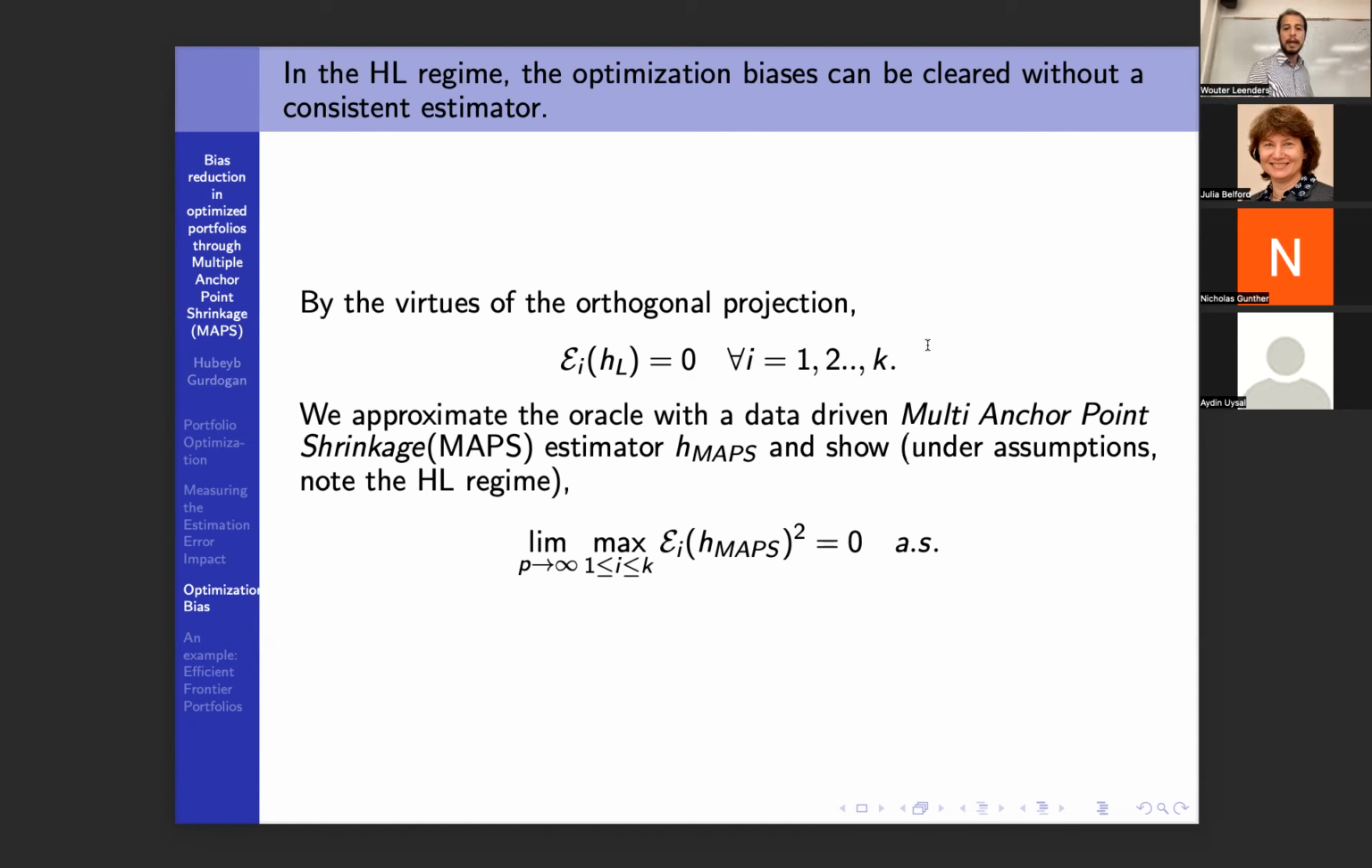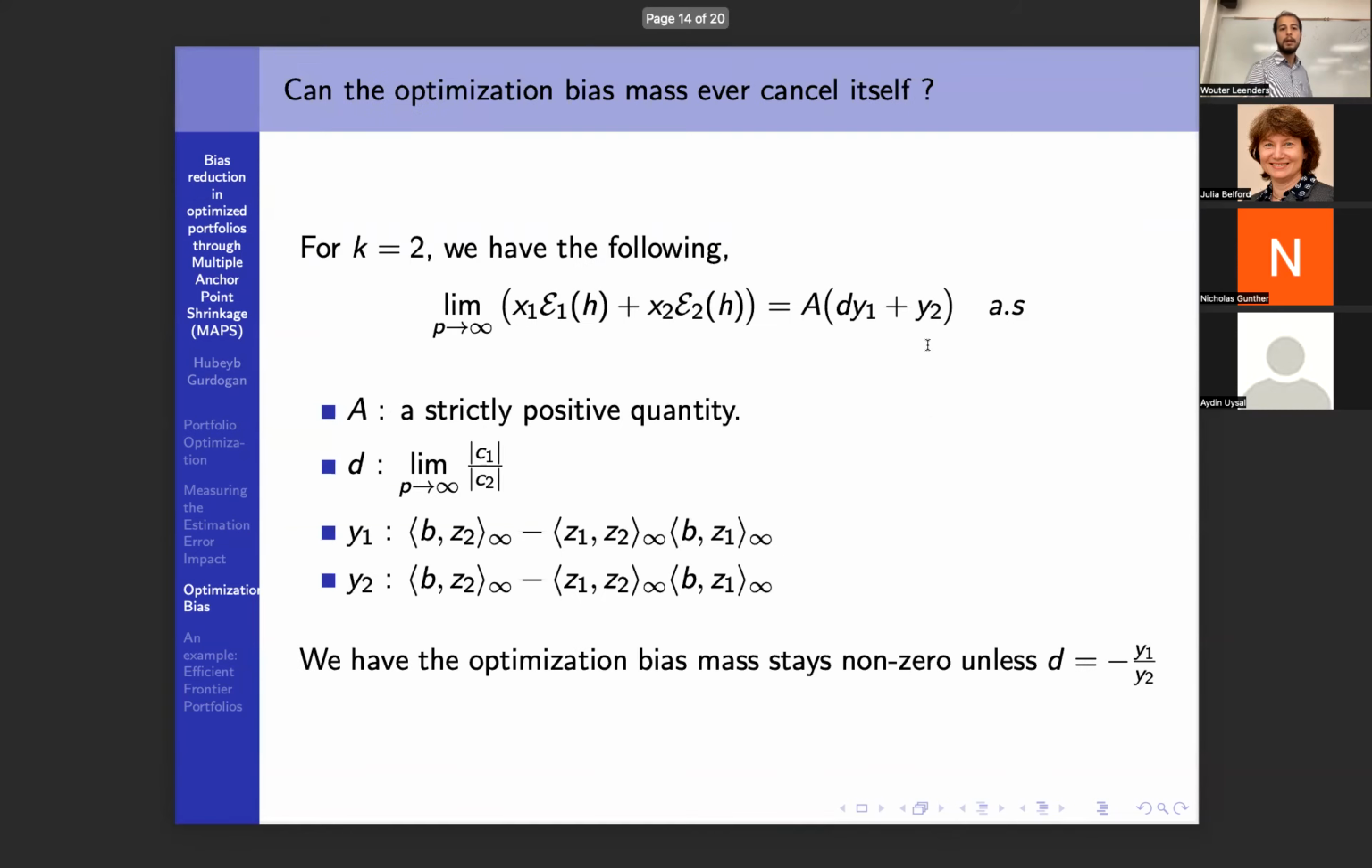Then let's go back to the question that I asked earlier. Can the optimization bias mask that we just defined over there, that weighted sum of the optimization bias, ever cancel each other naturally? Can we have that happy moment that the optimization bias terms kill themselves?